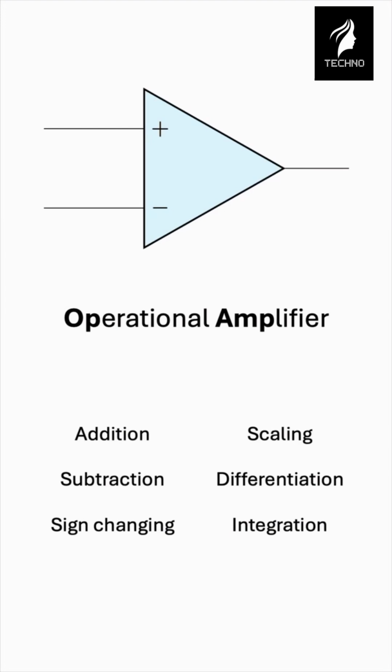How do op-amps perform integration? We know that operational amplifiers are used to implement different mathematical operations. Simple operations are achieved using common op-amp configurations. For example, addition is done by the summing amplifier, subtraction by the difference amplifier, sign changing by the inverting amplifier, and so on. But calculus? How is this achieved in a circuit?